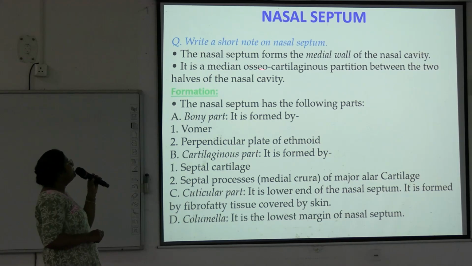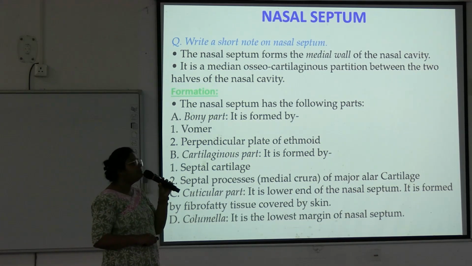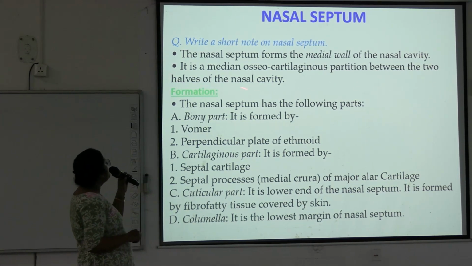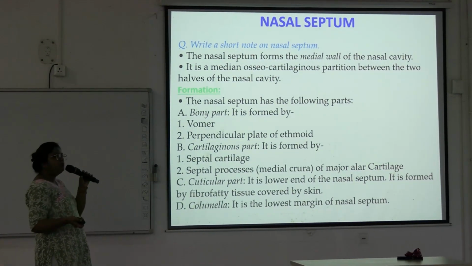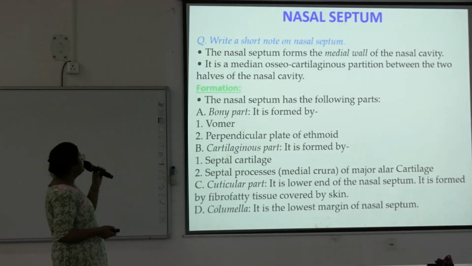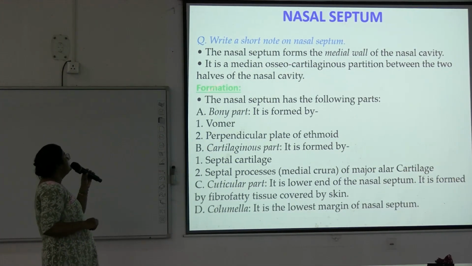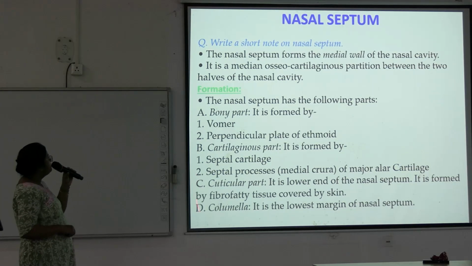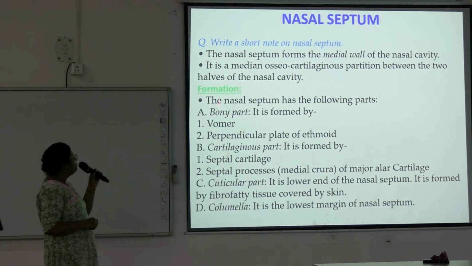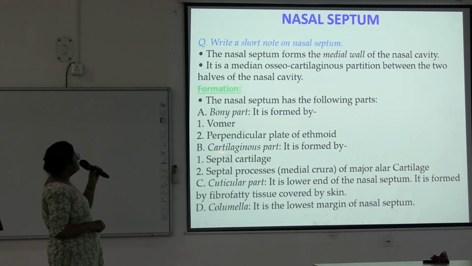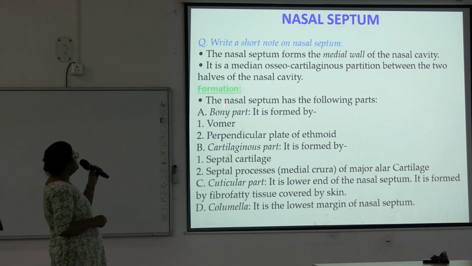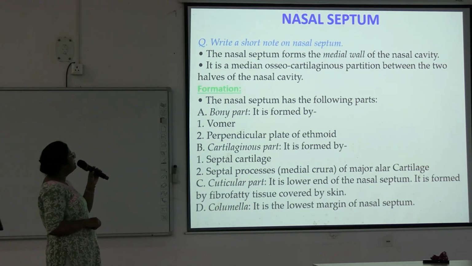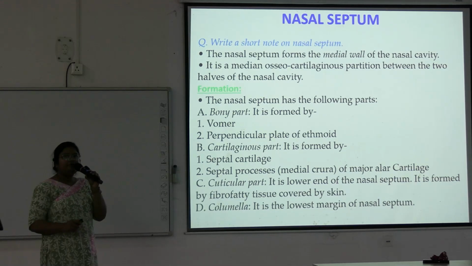It is a median osseo-cartilaginous partition between the two halves of the nasal cavity. Some part is formed by the bone, some part by the cartilage. How is it formed? The nasal septum has the following parts. Four parts are there: bony part, cartilaginous part, cuticular part, and columellar septum. The bony part is formed by the vomer and perpendicular plate of the ethmoid.